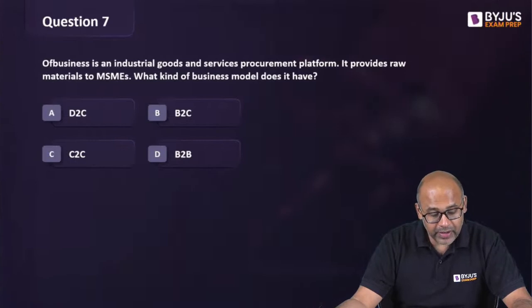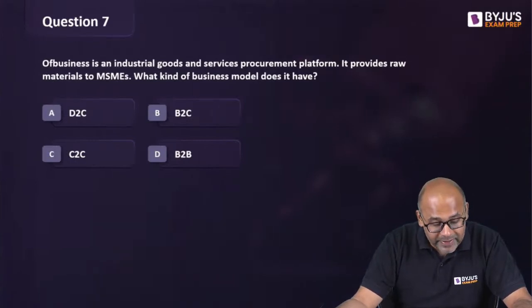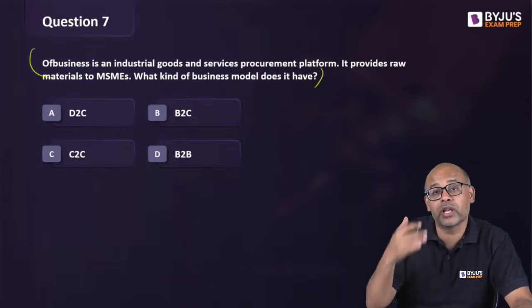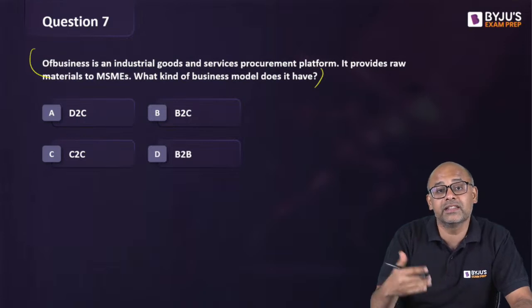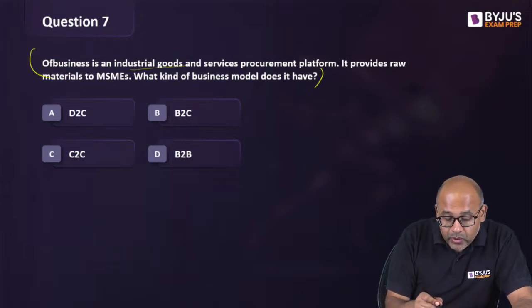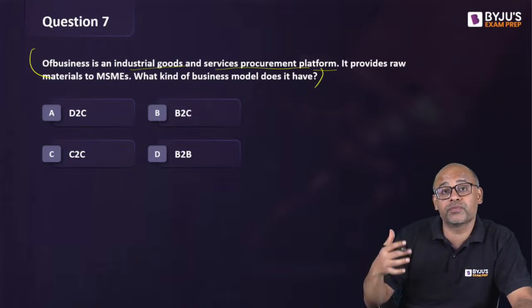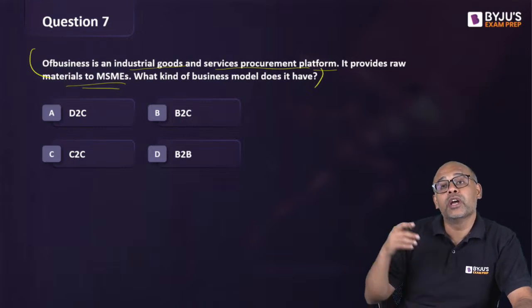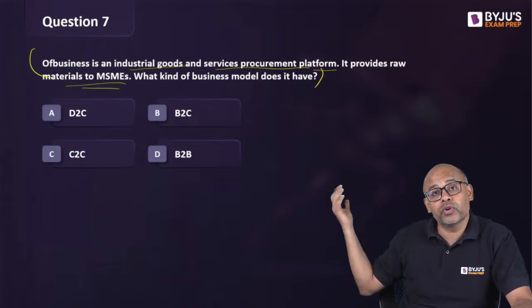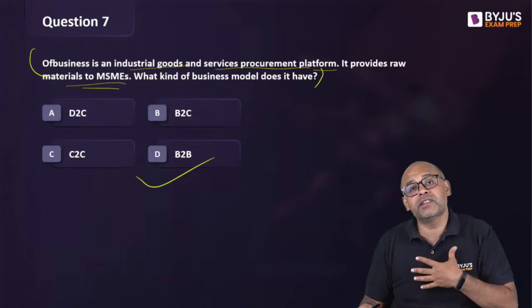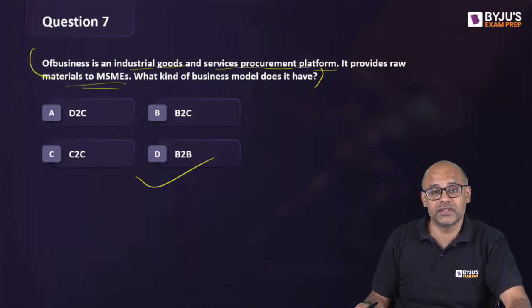Next question. Look at this. Of business is an industrial goods and service procurement. So this is an example they are talking about. You have to tell me which of these categories does this example fit into. So basically what are you doing? Industrial goods and services procurement platform. It procures things for industries. It provides raw materials for MSME. So the companies want some raw material. I will procure that raw material and give it to companies. So what kind of a business is this? Clearly this is, I'm a business helping out other businesses. So business to business. That's it.